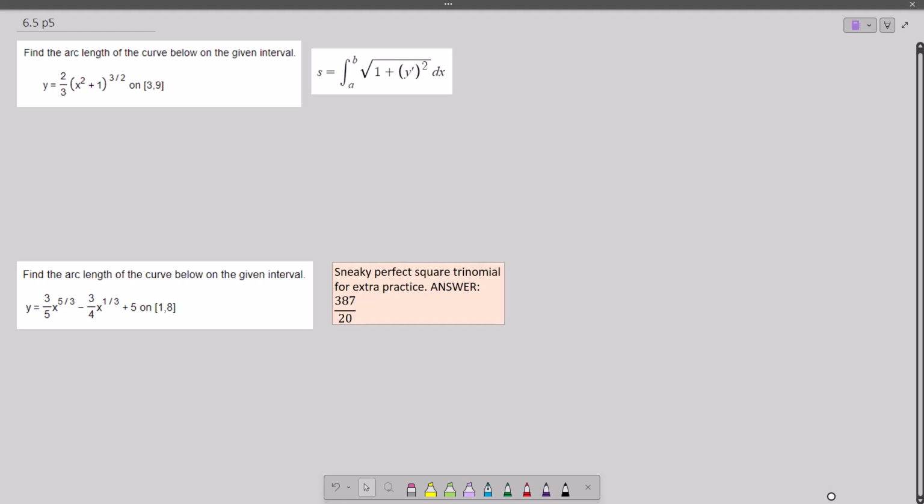All right, so this one is not a perfect square trinomial. So why don't you all start this one. This one is a function of x with an x interval, so we're going to use a dx and a y prime. So you all start that one.